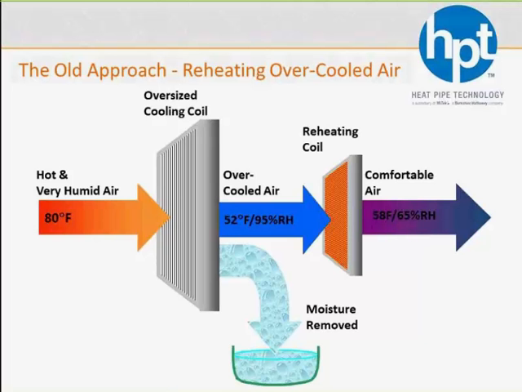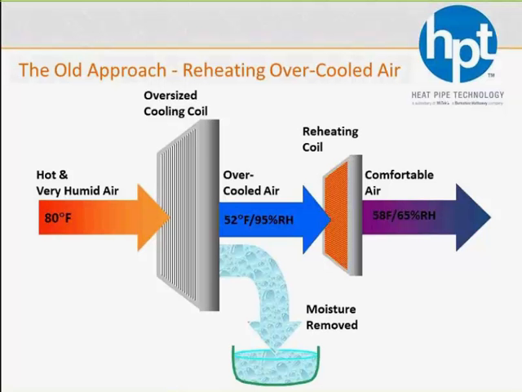So age-old solution is let's wring out the moisture, overcool the air, so to speak, make sure we get it down to the dew point we need. But then it's probably too cold, so we have to reheat the air back up so that we're not just meeting the humidity set point, but also the temperature set point out in the space. And that's really the key.